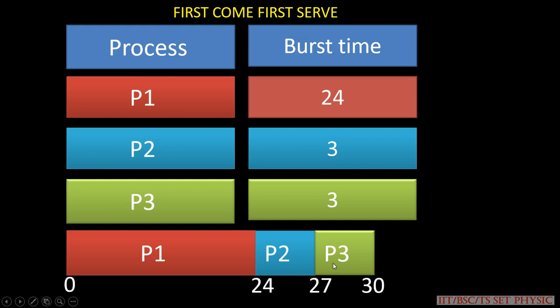Similarly, P3 waits until P1 and P2 complete. P1 and P2 complete at 27 milliseconds, so P3 waits up to 27 milliseconds, and then it completes at 30 milliseconds. The waiting times are P1 is 0, P2 is 24, and P3 is 27.